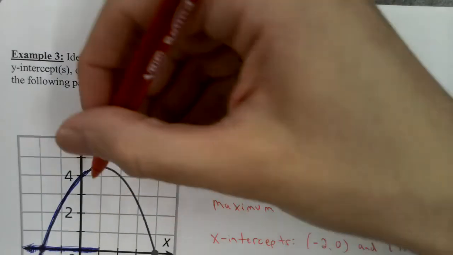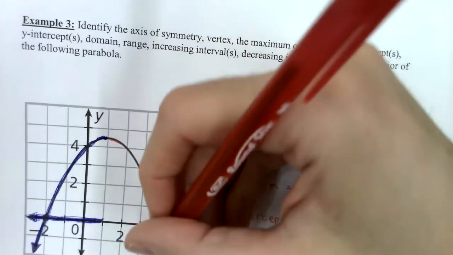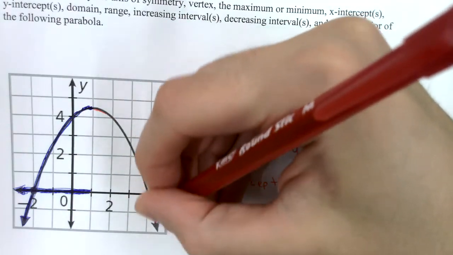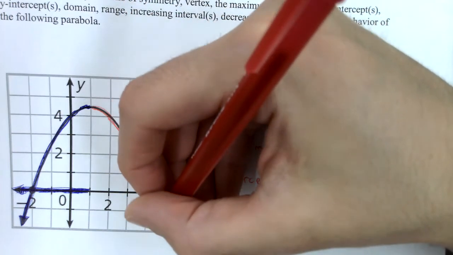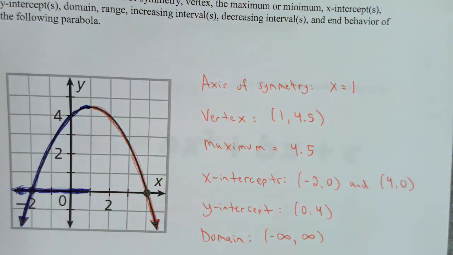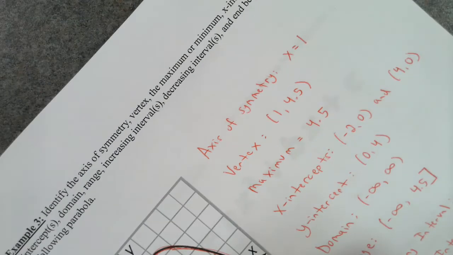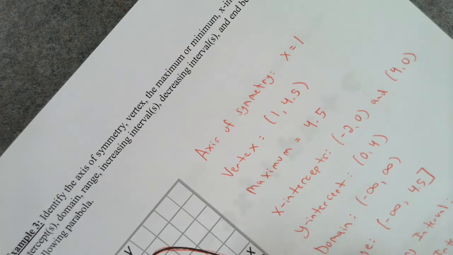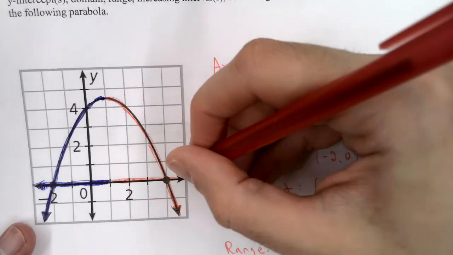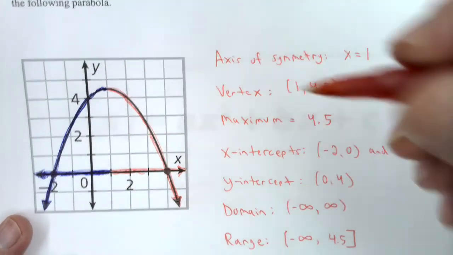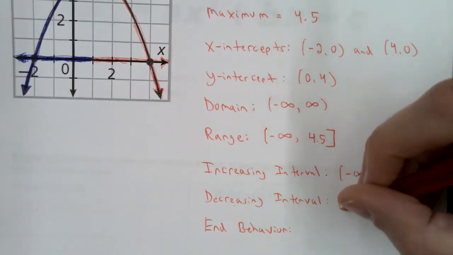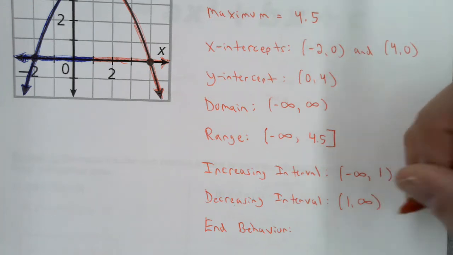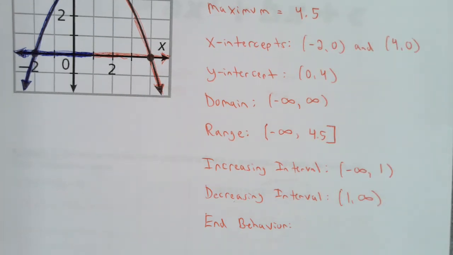Decreasing intervals means where's the graph going downhill. So let me color that part of the graph in red. That's where it's decreasing. The x values that correspond to that, I'm going to color in red. So that'll be 1 to infinity. Okay.